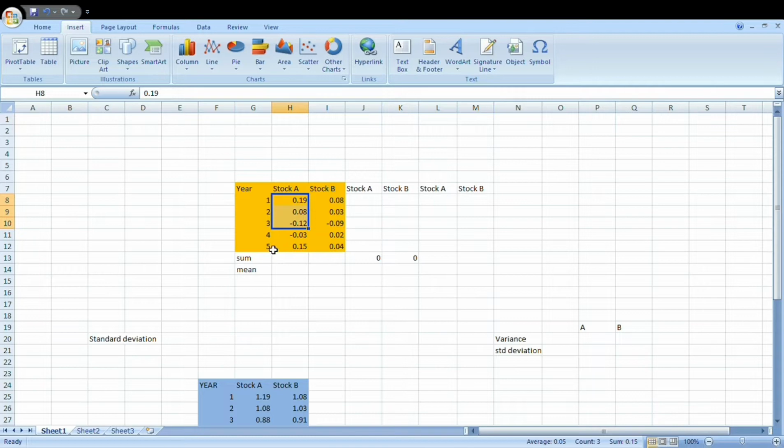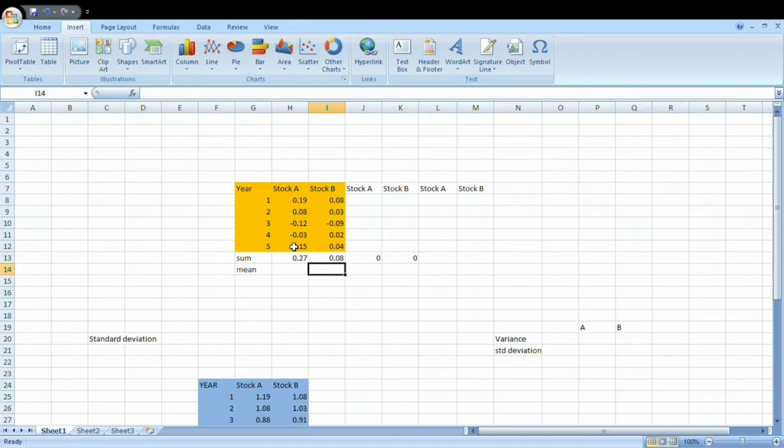First of all, we calculate the sum of stock A and stock B. To find the sum, we simply type the equal sign and then SUM, then drag the cursor down and select all the values of stock A, and press enter, and you get the sum of stock A. Then we find the sum of stock B values. Again, equal sign and SUM, select all the values of stock B and press enter, and you get the sum of stock B.